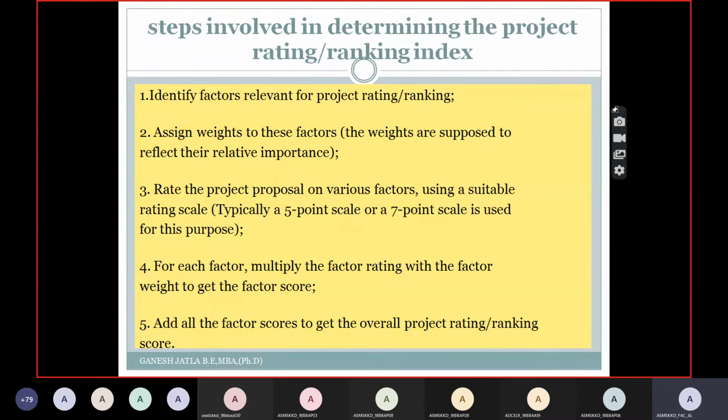And next, rate the project proposal on various factors using a suitable rating scale. Generally, you can take a 5-point scale or a 7-point scale, that is up to you. And for each factor, you multiply the factor rating with the factor weight to get the factor score, and add all factor scores to get the overall project rating or ranking score. If you remember in operations management in your third semester, we have done this weighted average method in choosing the location. So the same formula is applied here for the project ideas also.